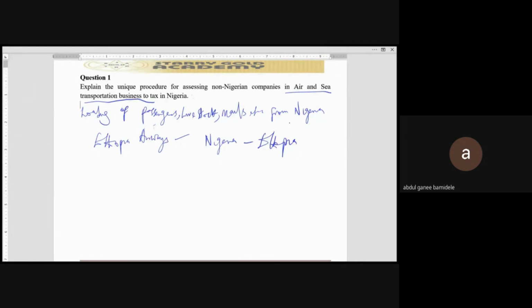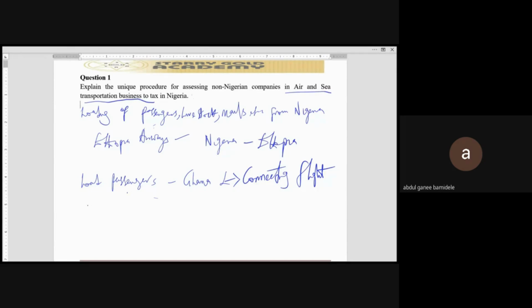This is different from when they load passengers, or mails or livestock in Ghana, for instance, and they now had a connecting flight in Nigeria. If the passengers were loaded in Ghana but have a transload, or a connecting flight in Nigeria, you cannot subject their income to tax in Nigeria, because the passengers are not loaded from Nigeria. They were loaded from Ghana.